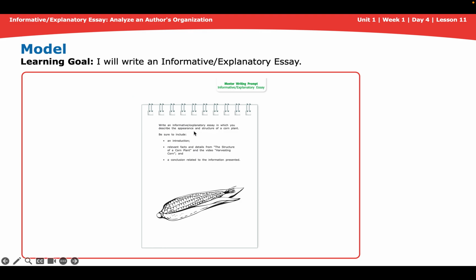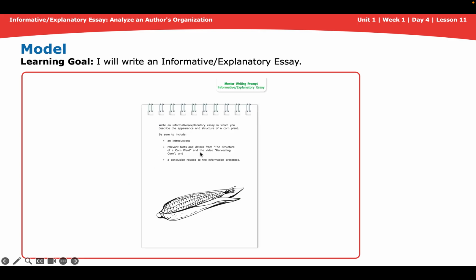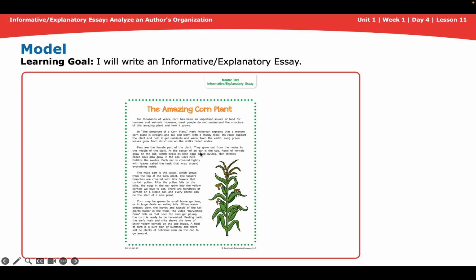It says to write an informative/explanatory essay in which you describe the appearance and structure of a corn plant. Be sure to include an introduction, relevant facts and details from the structure of a corn plant and the video harvesting corn, and a conclusion related to the information presented. This is the mentor text that we have been looking at. So this would be answering this prompt. We're analyzing it.